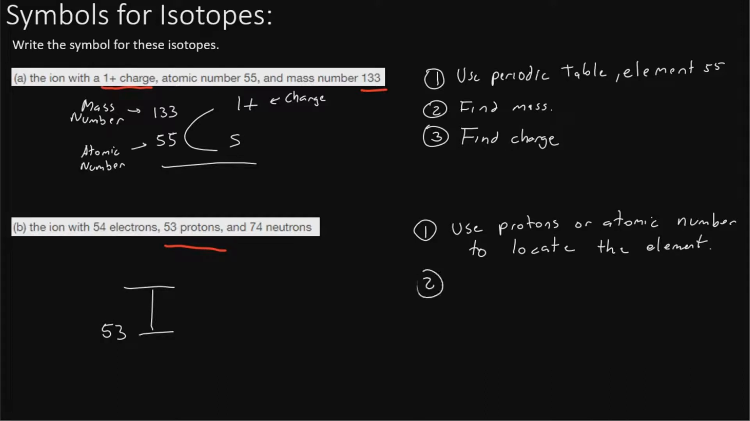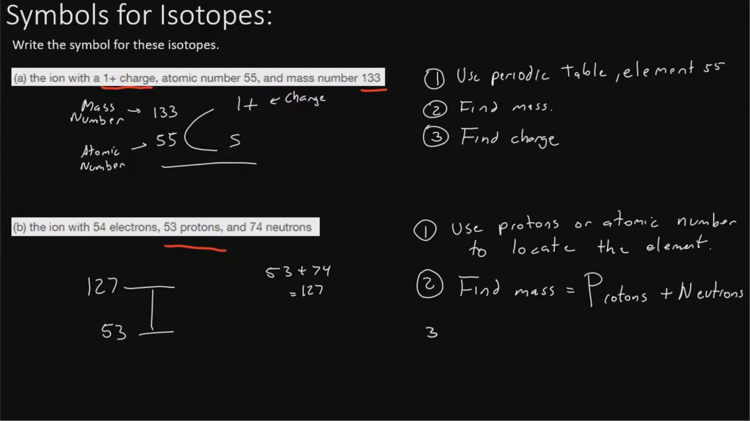Number 2, we'll try to find the mass. We're not given the mass, but we can find it by taking the number of protons plus the number of neutrons. Our protons were 53, and then our neutrons were 74. If we add these together, we'll get 127, and this will go in the upper left section.